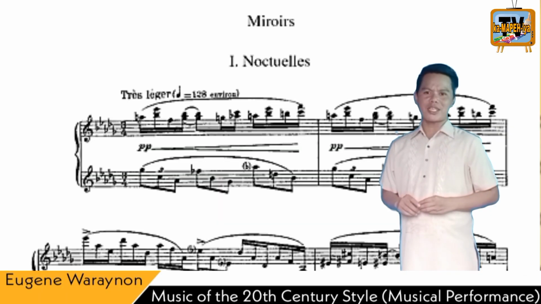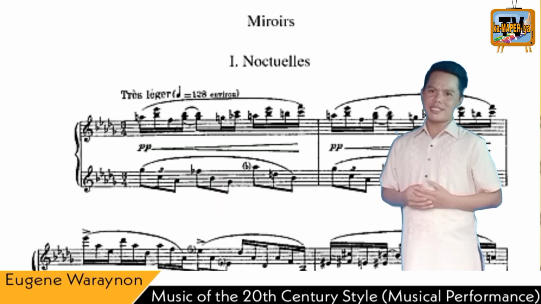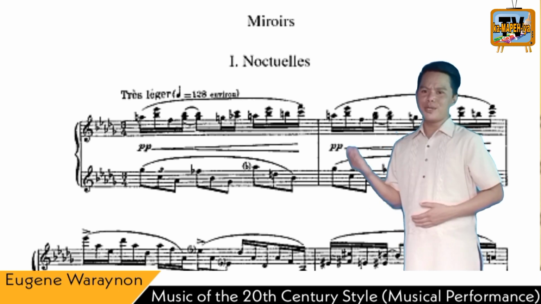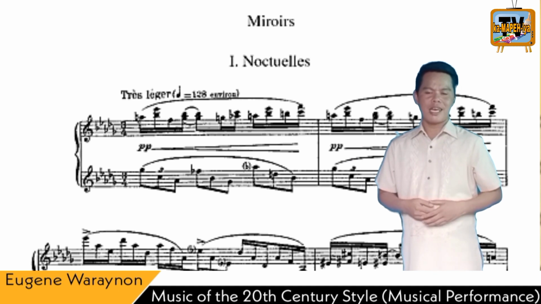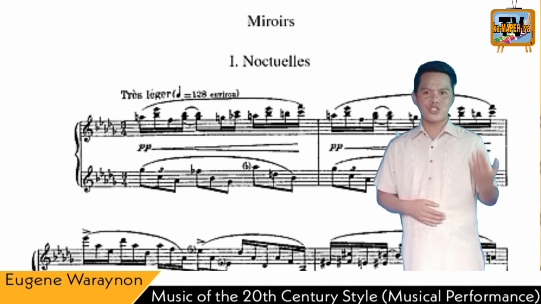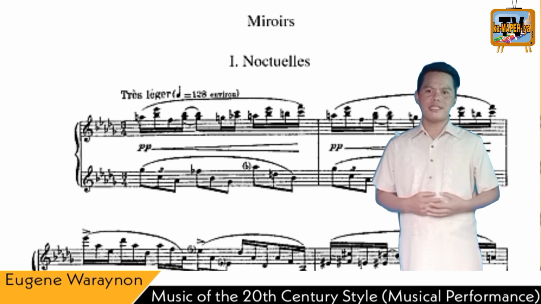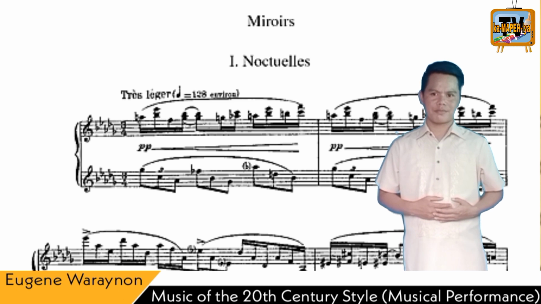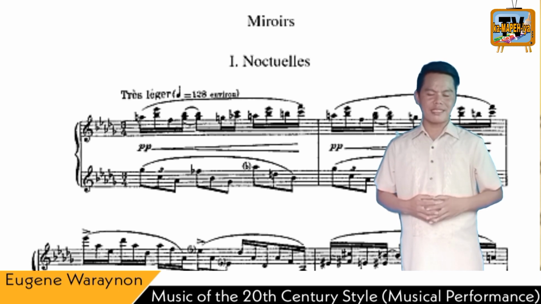Next is Miroirs. Miroirs by Ravel. Miroirs includes static harmony, which emphasizes instrumental timbres that create a shimmering interplay of colors. Miroirs incorporates extensive cross rhythm and frequent meter changes.